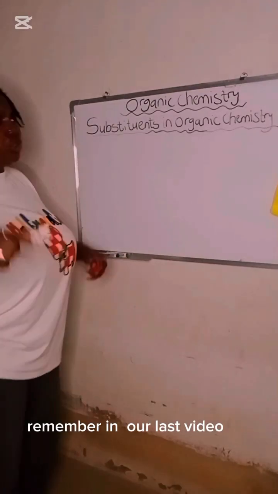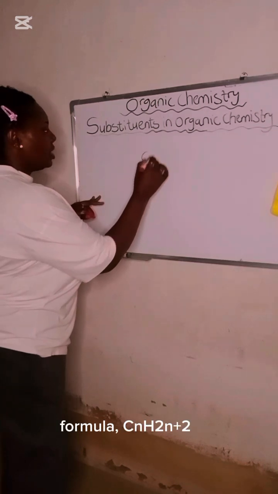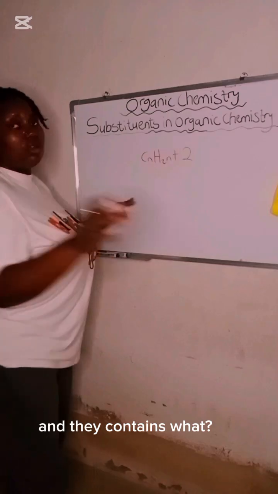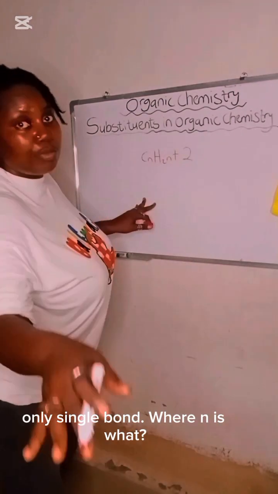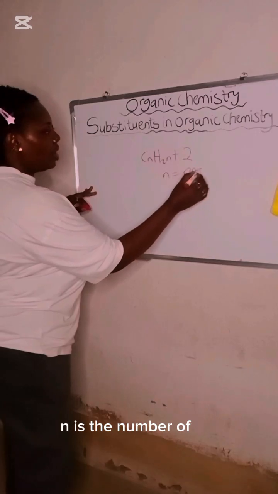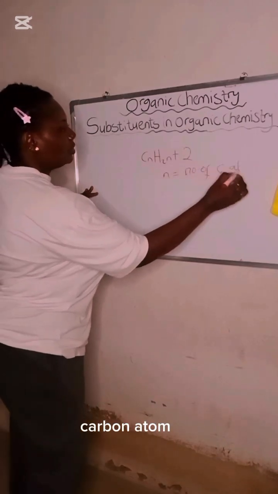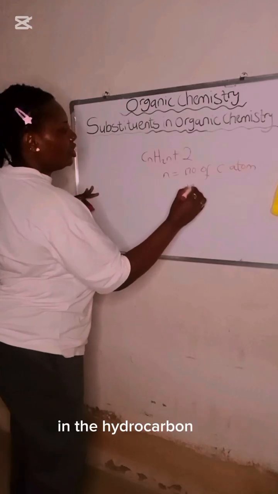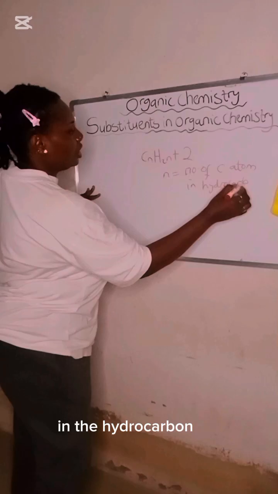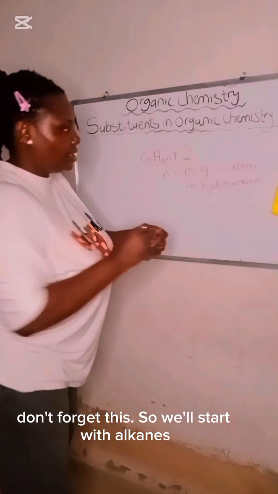Remember in our last video, alkanes have the general formula CnH2n+2, and they contain only single bonds. Where n is the number of carbon atoms in the hydrocarbon. Don't forget this. So we'll start with alkanes.